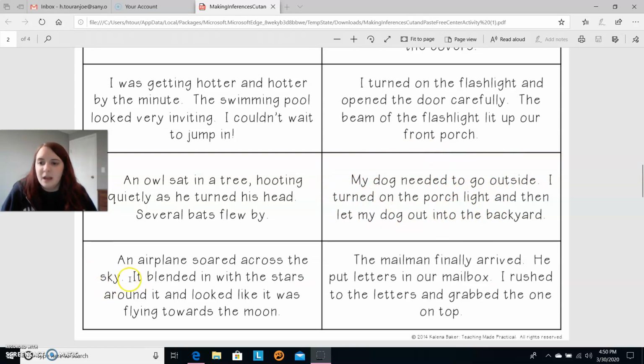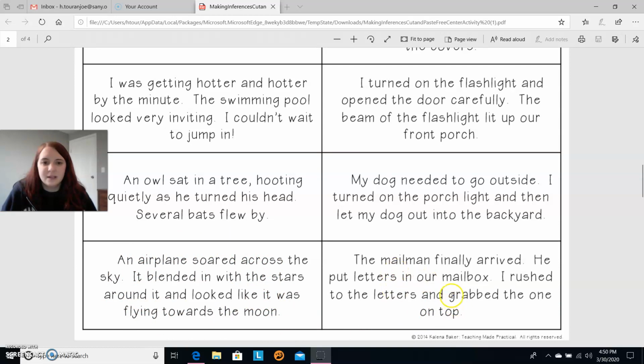Number 5: An airplane soared across the sky. It blended in with the stars around it and looked like it was flying towards the moon. Well, the text says about the stars and the moon. My schema knows that those only come out at night. So, number 5 is nighttime.